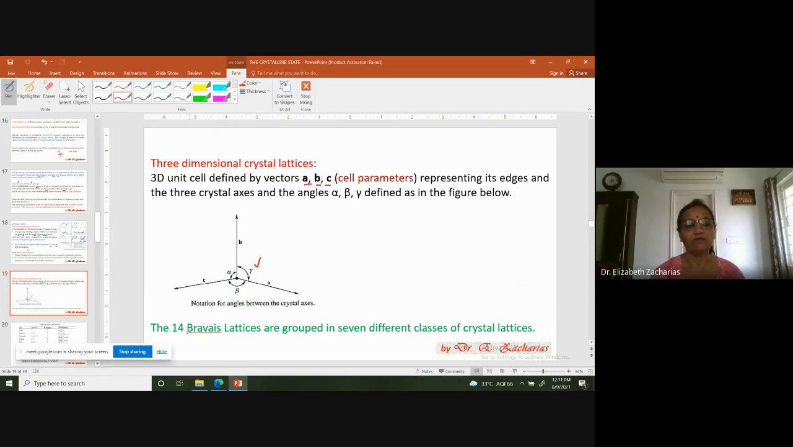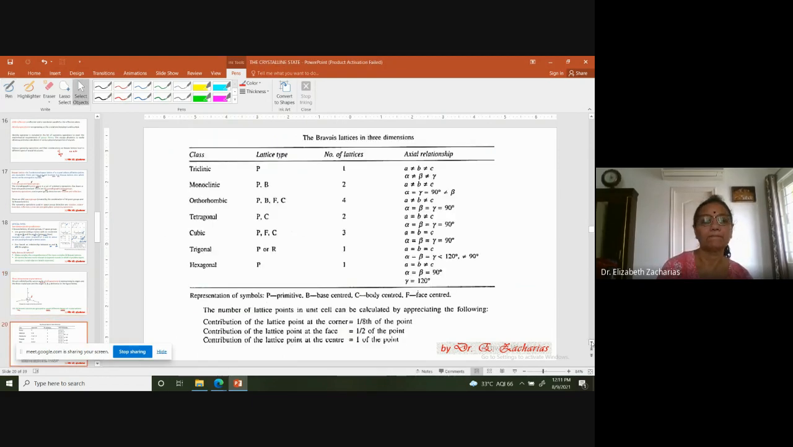And the 14 Bravais lattices, we said 3-dimensional, 14 Bravais lattices are there, which can be divided into 7 classes. So let us just see what it means. What are the 7 classes? This is 3-dimension. So 7 classes are triclinic, monoclinic, orthorhombic, tetragonal, cubic, trigonal, and hexagonal. So these are the 7 classes. I am sure you've seen this somewhere, in chemistry, SPM.